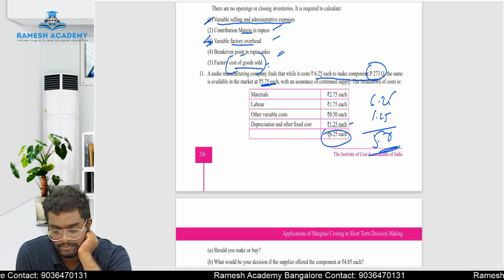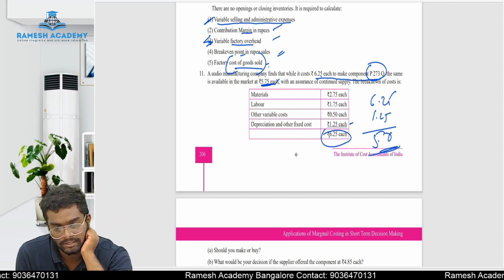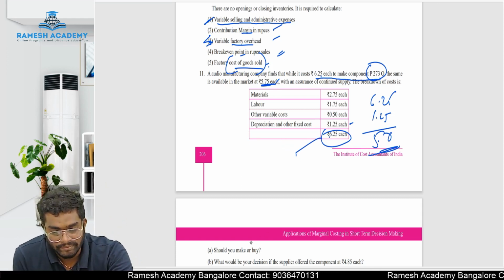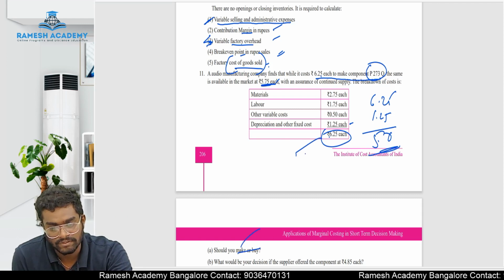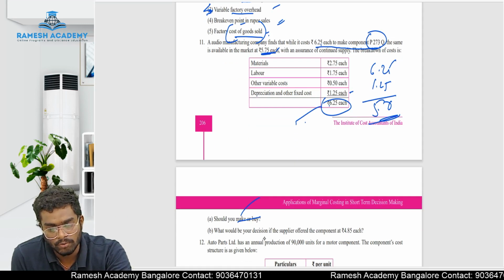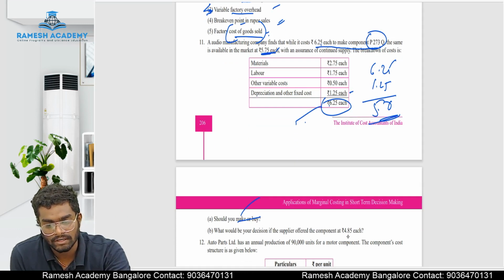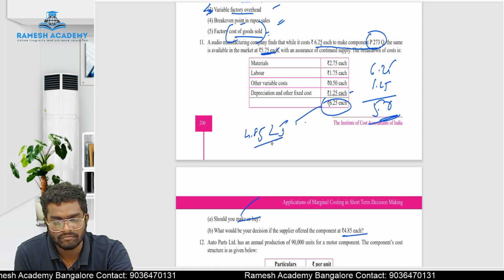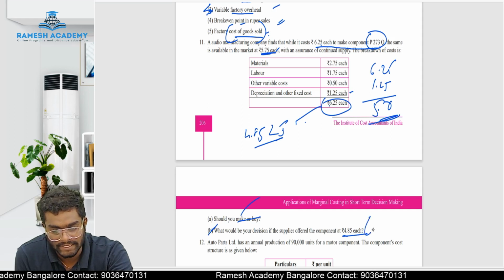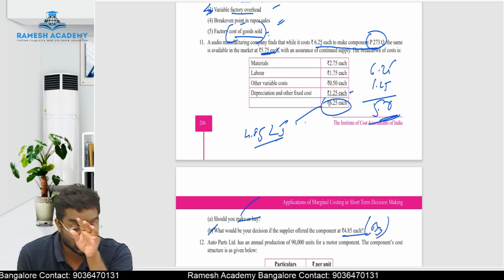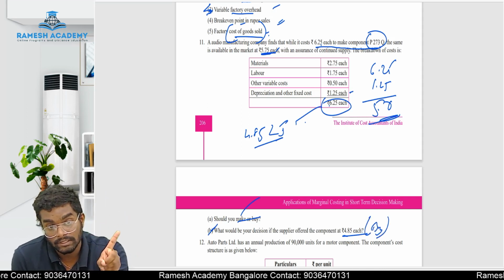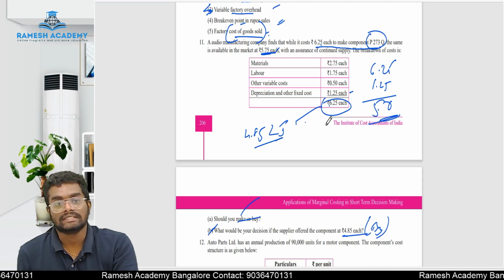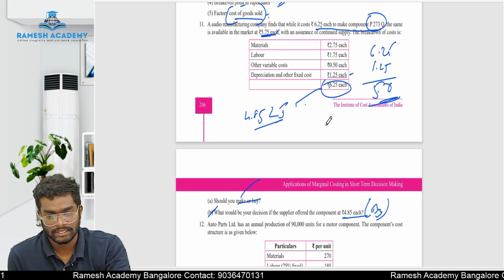In the market, I will be getting it at 5.75. Which is better? Make it in-house, that is better. Should we make or buy? Make it, because we do not have to consider the depreciation here. What would be your decision if the supplier offered the component at 4.85? Since 4.85 is less than 5, you should buy it. If he gives an assurance that he will supply in time and with good quality, that should also be taken into consideration. So you can try this out, no issues.